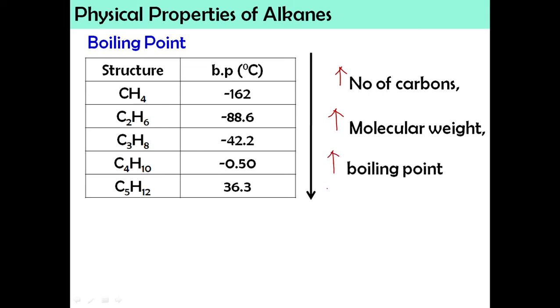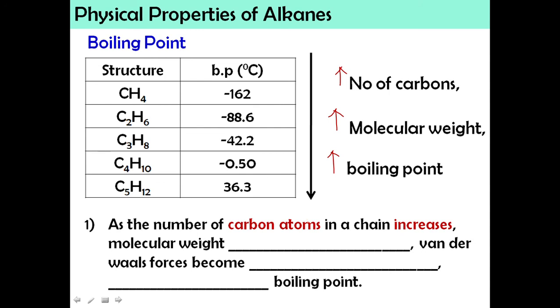So, to put it in a sentence to explain, okay, as the number of carbon atoms in a chain increase, molecular weight or size will increase. So, if the size is bigger, van der Waals force becomes stronger. Therefore, higher boiling point. Okay, so I put this as number 1 because this is the priority you must do. So, every time you want to arrange a boiling point, you must determine the number of carbon first.